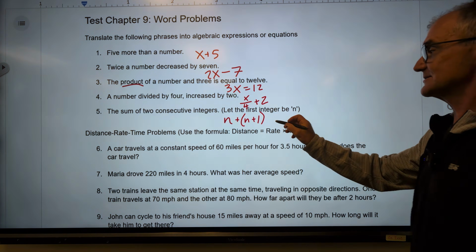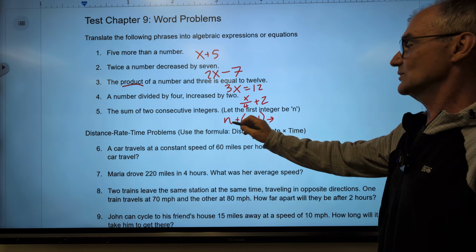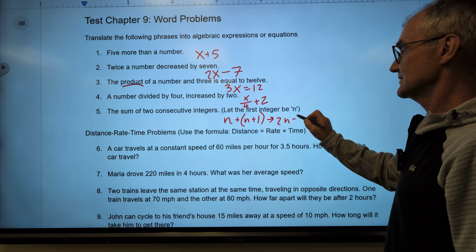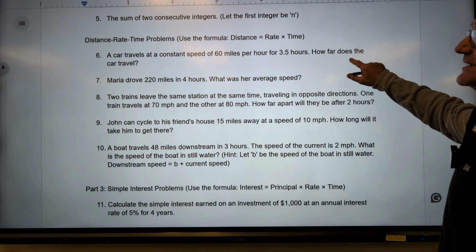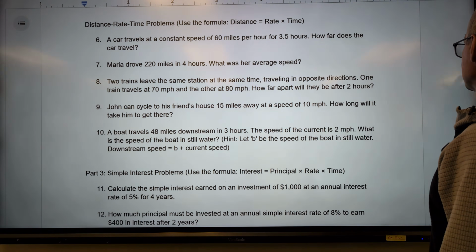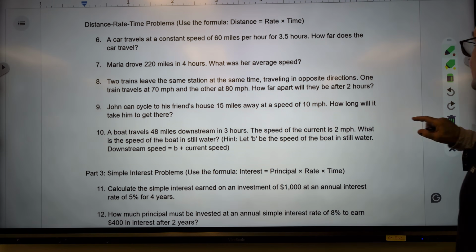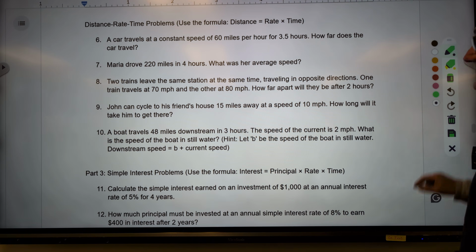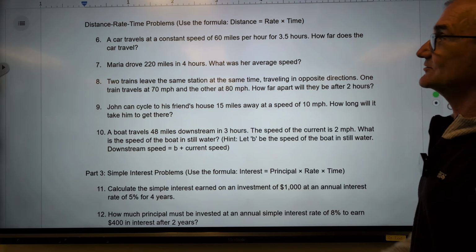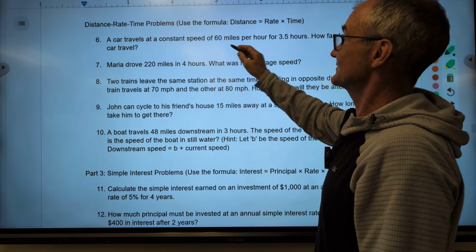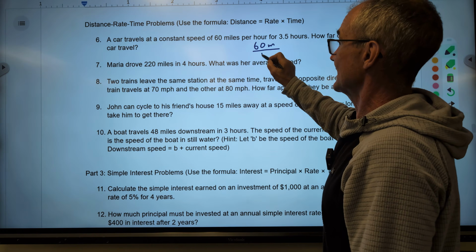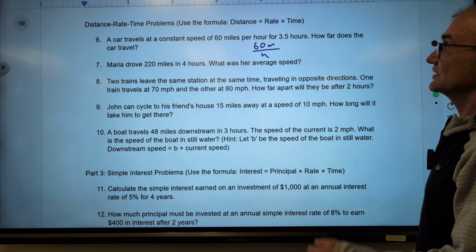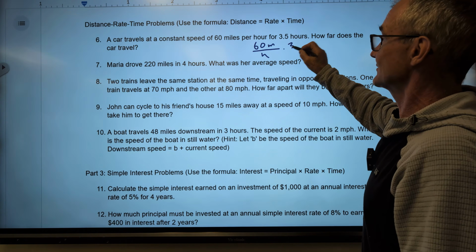Okay, and then on this, you could simplify it a little bit to get 1n plus another n, 2n plus 1. All right, let's do some distance rate problems here. Again, I don't think I'm going to do all of these. A car travels at a speed of 60 miles per hour. So I have 60 miles per hour for 3.5 hours.